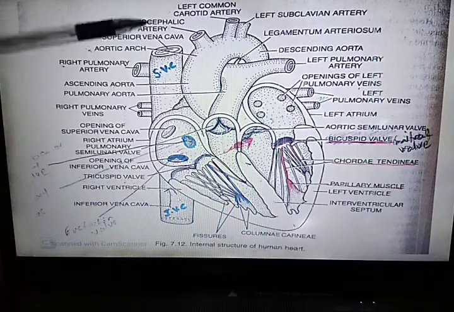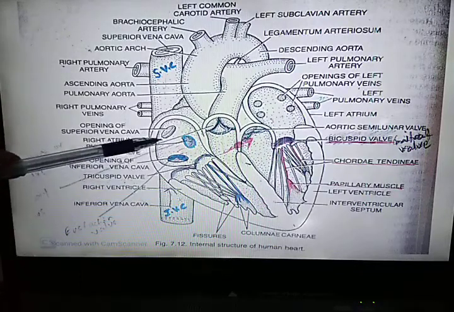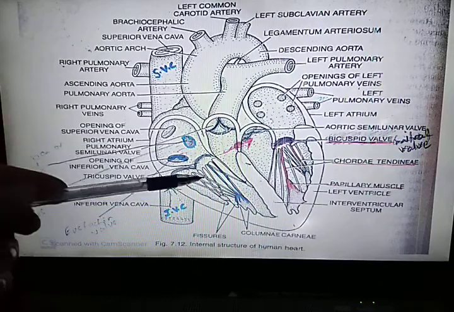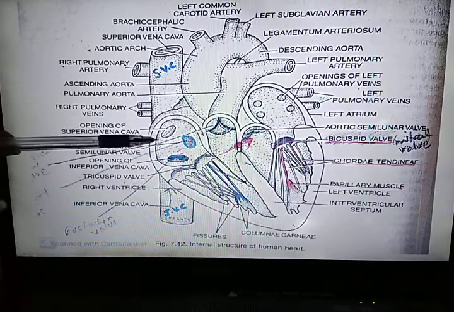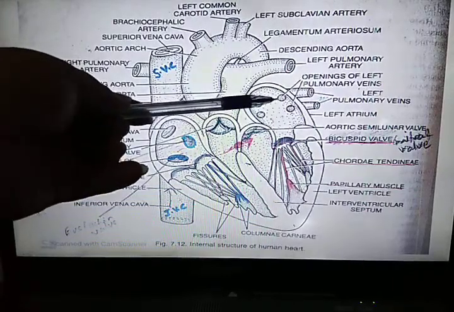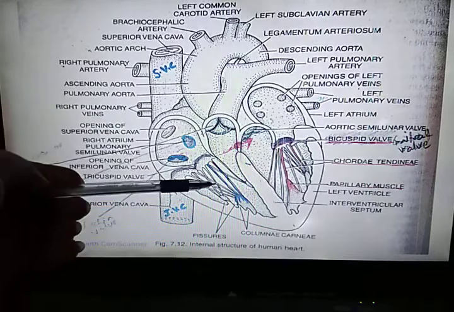They have a thin wall as compared to the ventricles because the auricles have to pump the blood only to the ventricles, which lie just below them. The right auricle is larger in size as compared to the left auricle. Next is the ventricle.